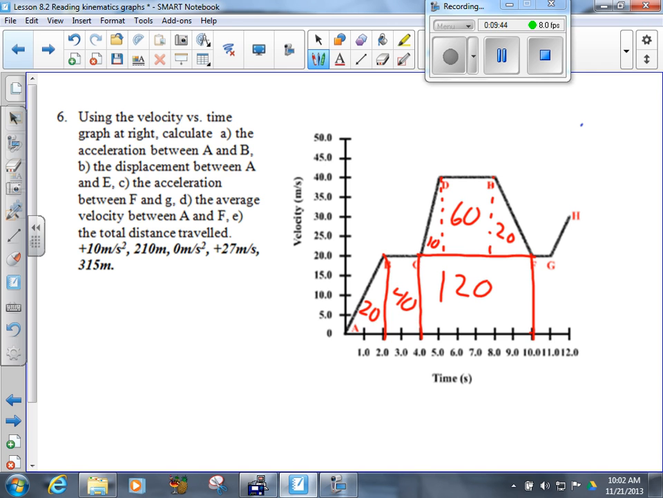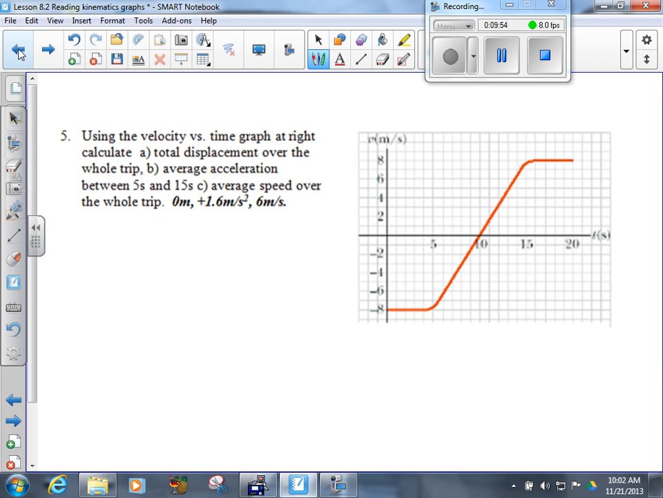All right. Any others? Katie? 5C. All right, average speed over the whole trip. Okay, for average speed, so we've got some shapes, again, that we have to calculate the areas of. All right, we've got that triangle, this rectangle, this triangle here, and this rectangle.